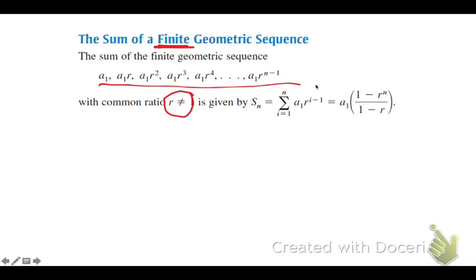That's the formula. a sub 1 is the first term, r is the common ratio, and n is the number of terms I'm adding. Got it?